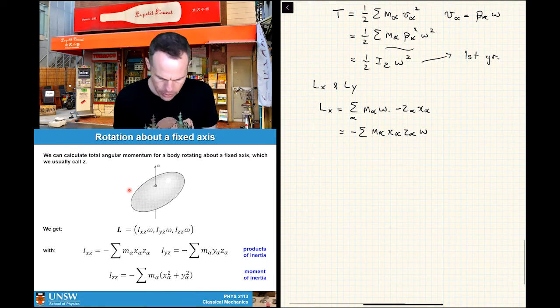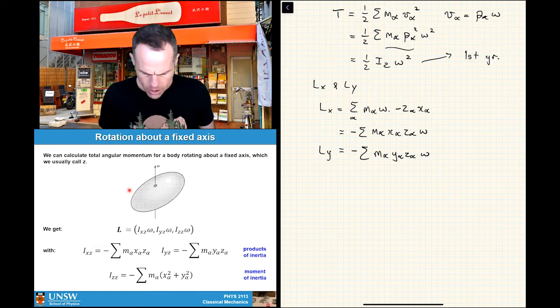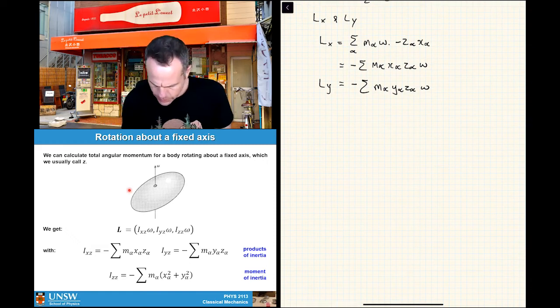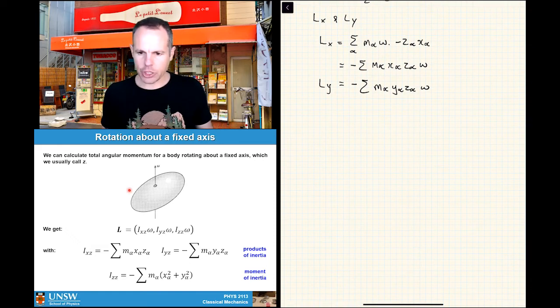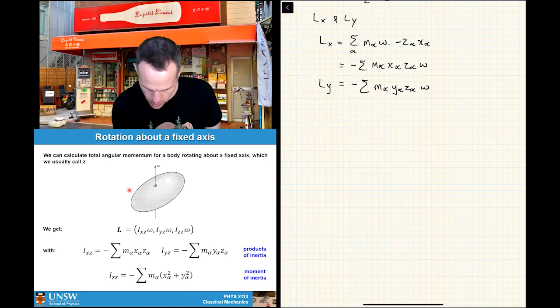And we can do a similar thing for Ly. So Ly is now going to end up looking very similar. I'll let you take the intermediate step. It's going to be m alpha, y alpha, z alpha, omega. Okay. Now, one thing you'll notice here is that in general, those two sums do not equal 0.